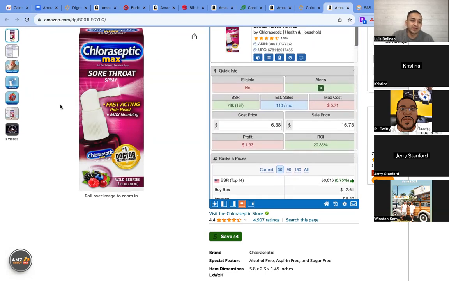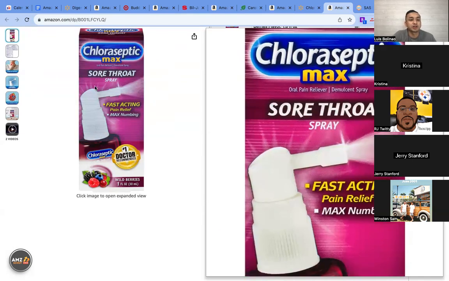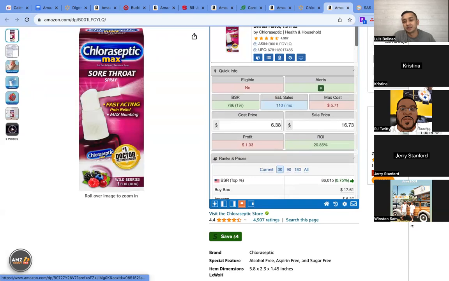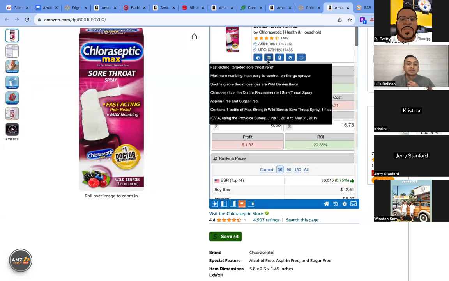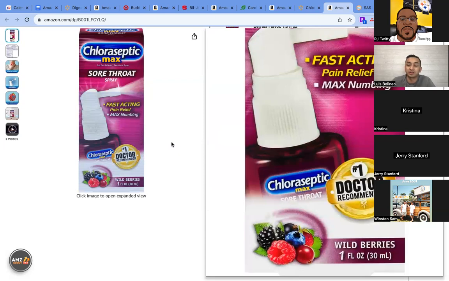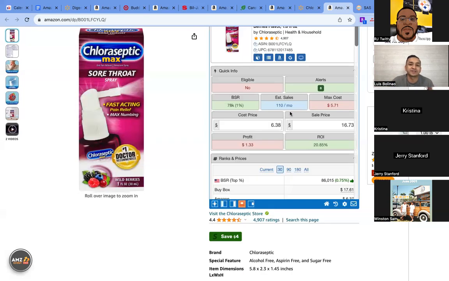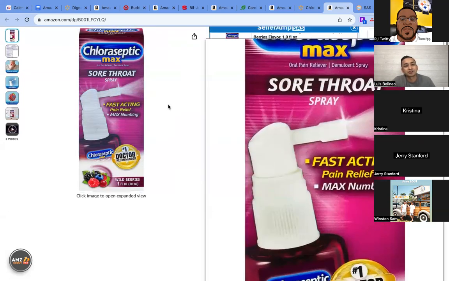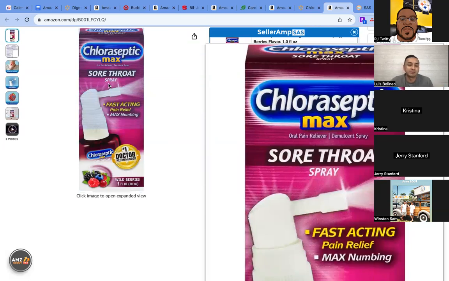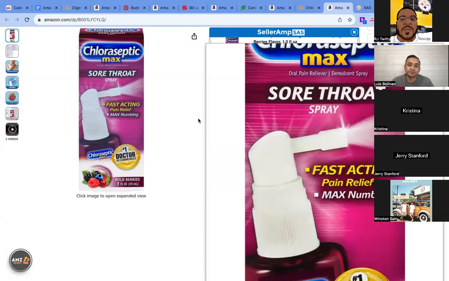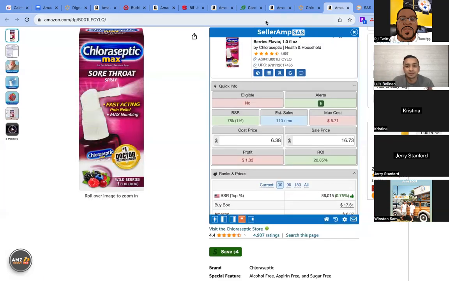So Alejo is asking, do you avoid clothing? Actually, yes, I do avoid clothes and shoes because of the return rate. I tend to stay with household products because the return rates for household products are pretty low. But as you guys know, clothes and shoes have a higher return rate because people want to buy clothes, and then if it doesn't fit them, they return it, right? But if you're selling stuff like this, like a sore throat spray, it's a product that has a lower return rate.